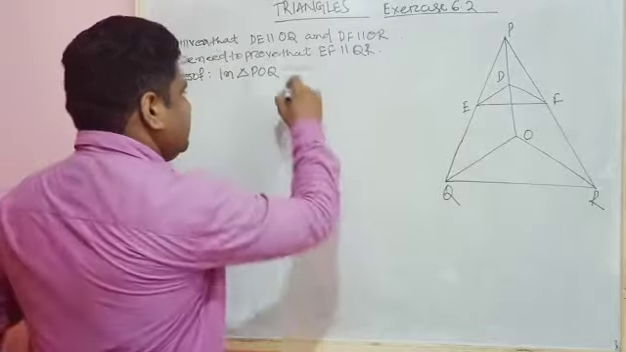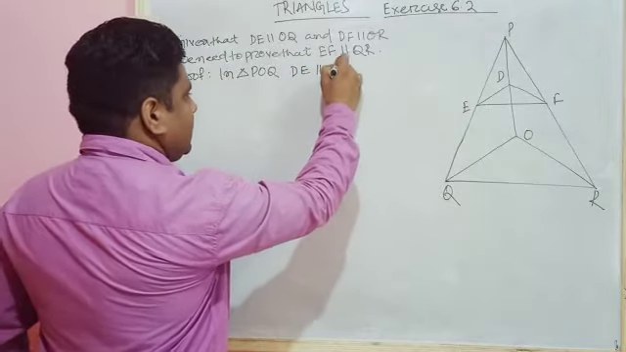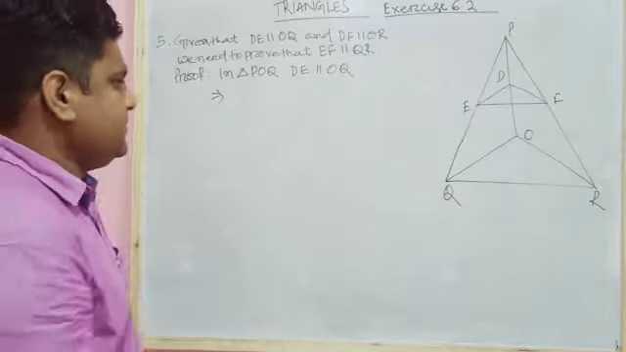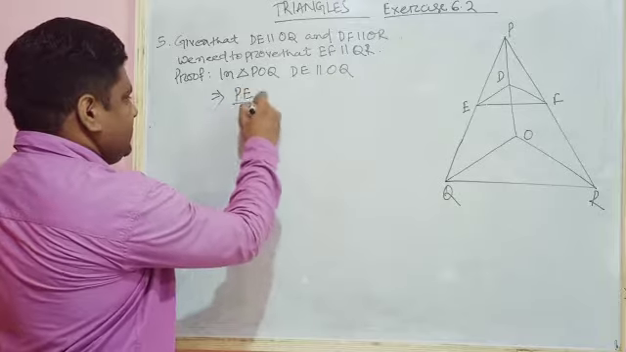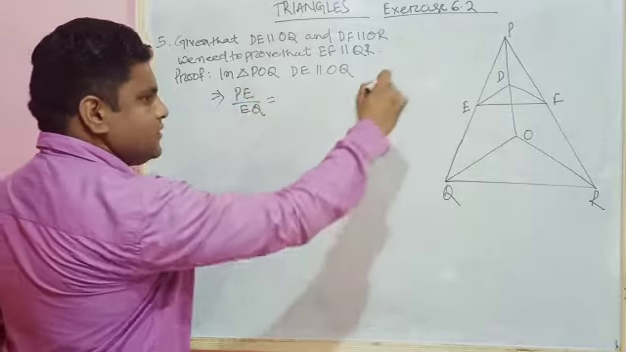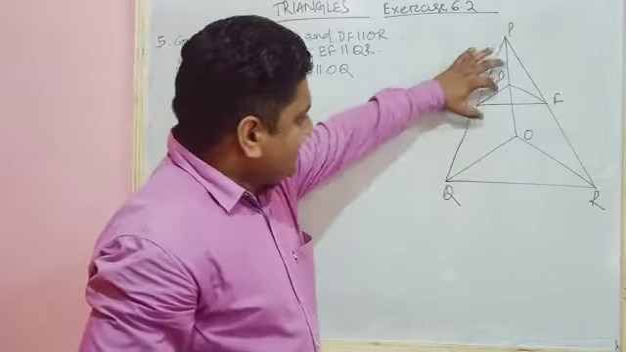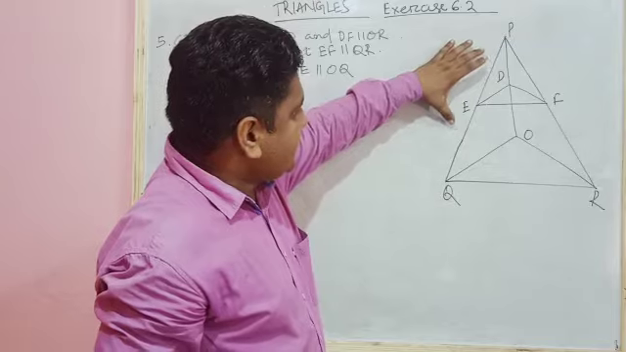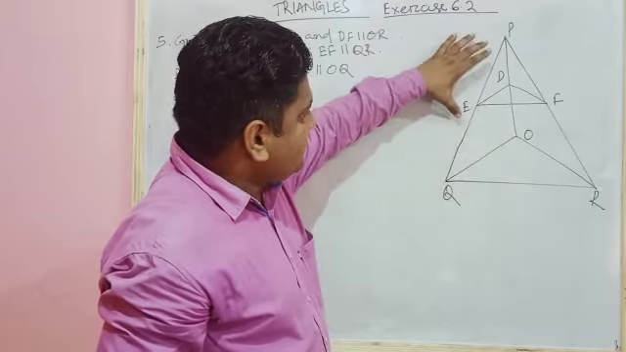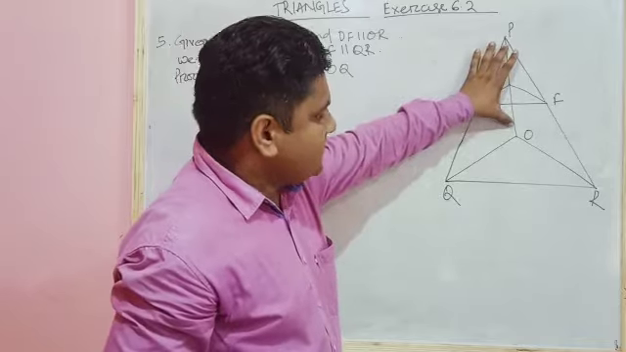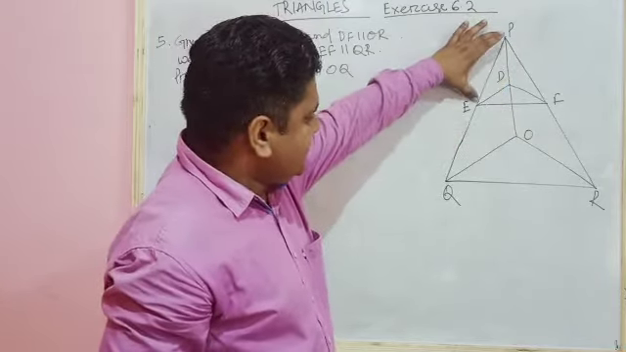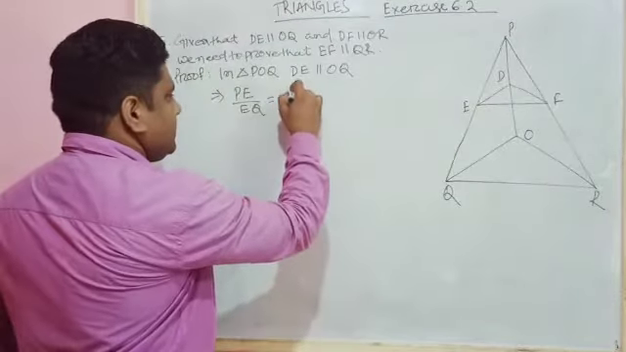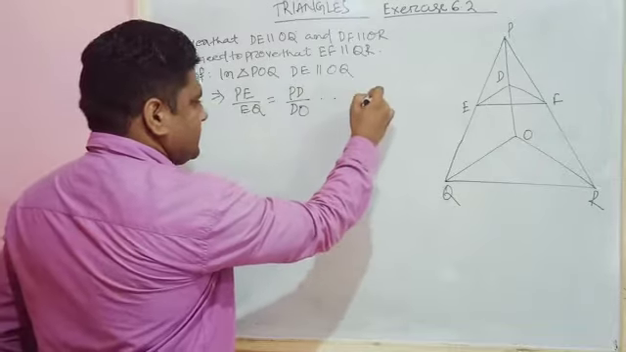In triangle POQ, DE is parallel to OQ. Applying basic proportionality theorem, we can get PE by EQ equal to... DE is parallel to OQ, it is given. So DE will divide the sides of triangle POQ, means sides PQ and PO, in equal ratio. So it will be PE by EQ equal to PD by DO. Let it be equation 1.